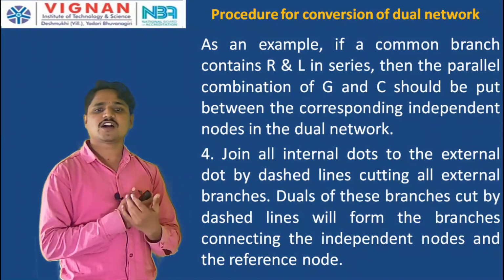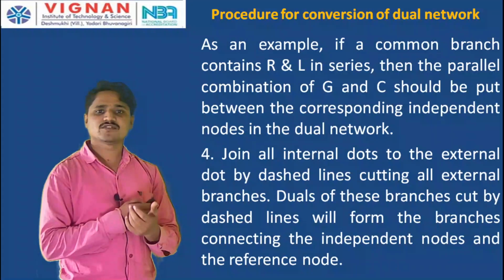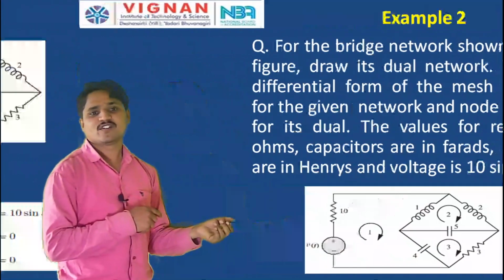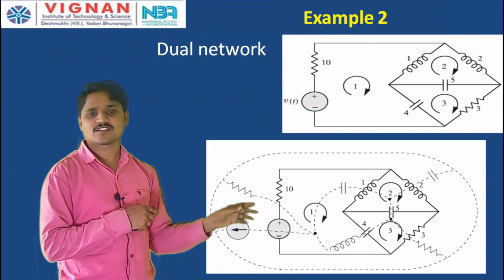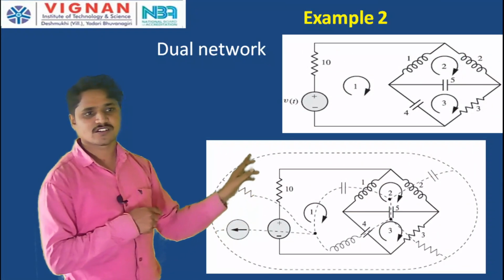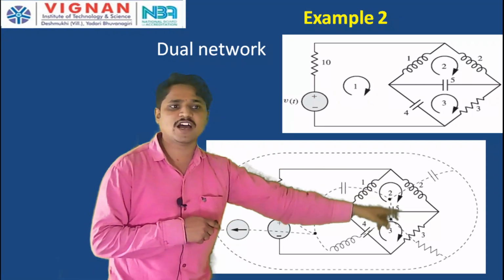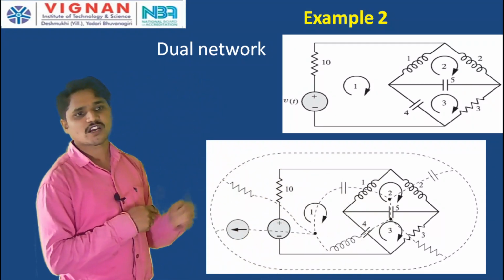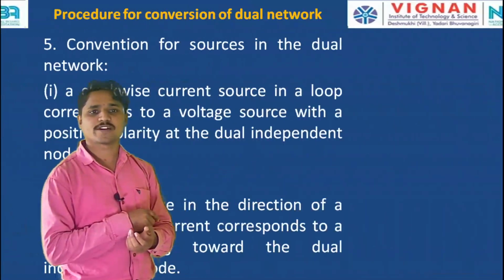Now once you have done that, join all internal dots to the external dots. You have to add all these dots. So your internal dots you should connect to the external dot through dotted lines. That's the fourth point.